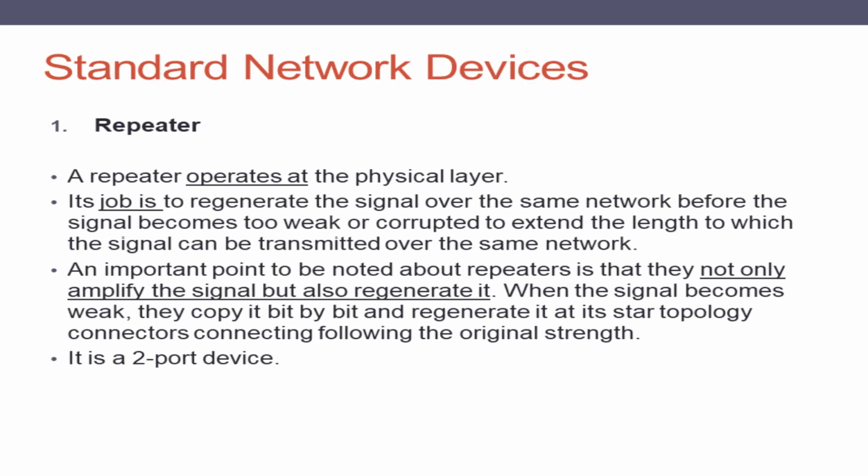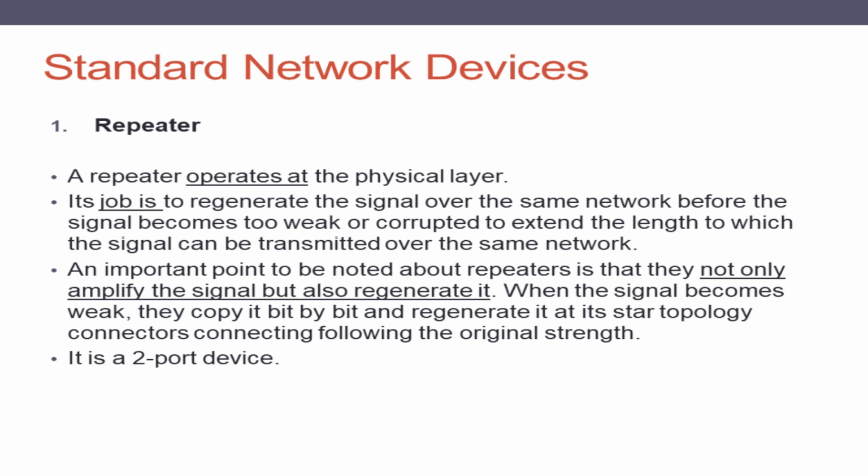Standard network devices. Repeater. A repeater operates at the physical layer. Its job is to regenerate the signal over the same network before the signal becomes too weak or corrupted, to extend the length to which the signal can be transmitted over the same network. An important point to be noted about repeaters is that they not only amplify the signal but also regenerate it. When the signal becomes weak, they copy it bit by bit and regenerate it following the original strength. It is a two-port device.